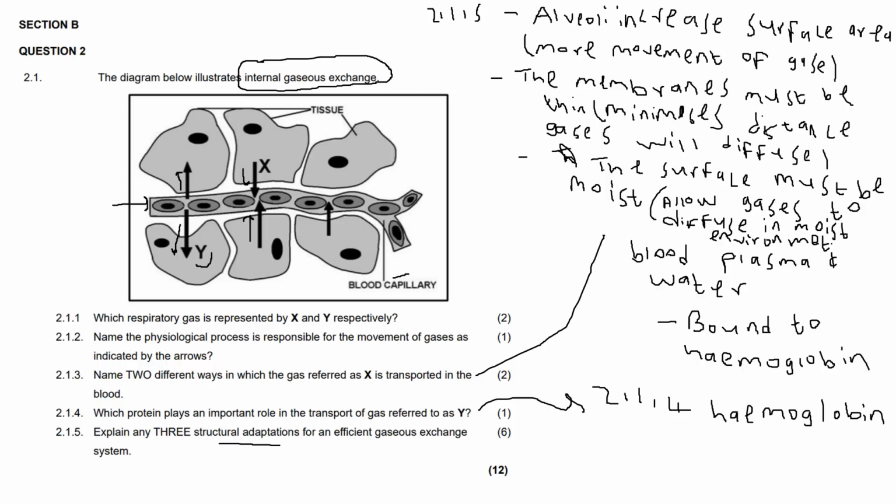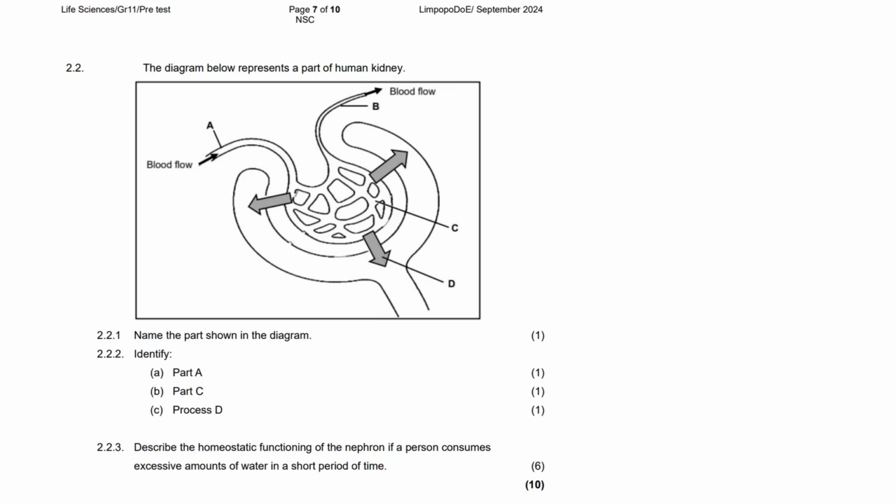Okay, that covers 2.1, all the 3 points I've got. Alveoli will increase the surface area. The membrane must be thin, and then lastly, the surface must be moist so that the gas can move around the moist environment. So those will be the 3 points that you're going to put for that question, so that you don't get confused with the previous one. That is question 2.1, and then from there onwards we go to 2.2.